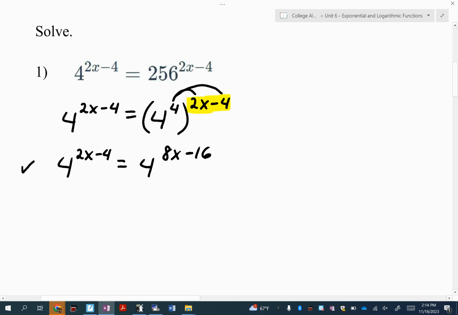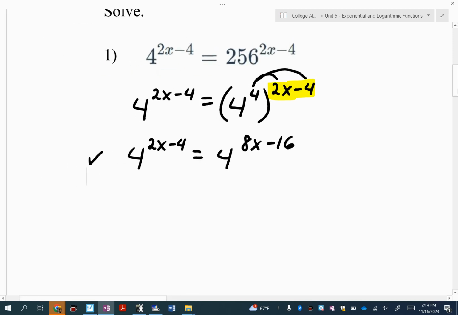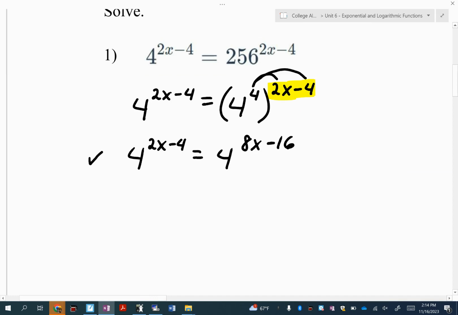Okay, this is where I get really excited. Put a little check mark there. Because when I get here, I'll zoom in on it. When I get here, what do you notice about the bases? They're the same. So once the bases are the same, you can set these exponents equal to each other. Or as I say, you drop the base. Okay?